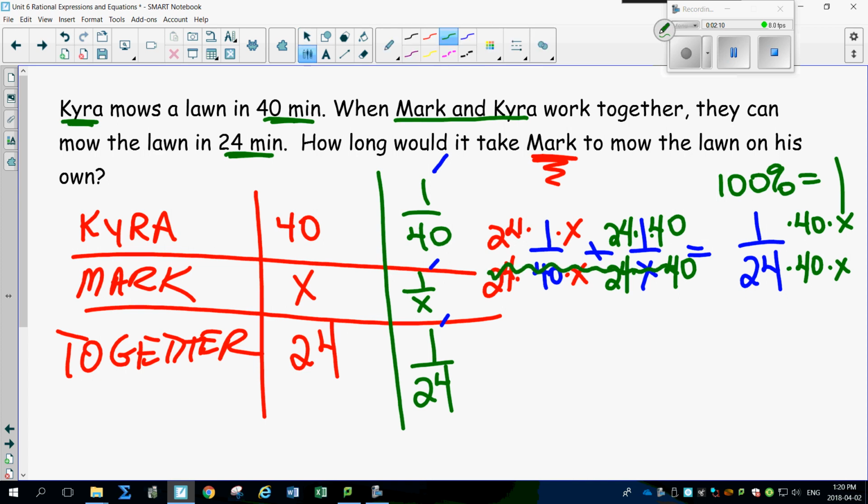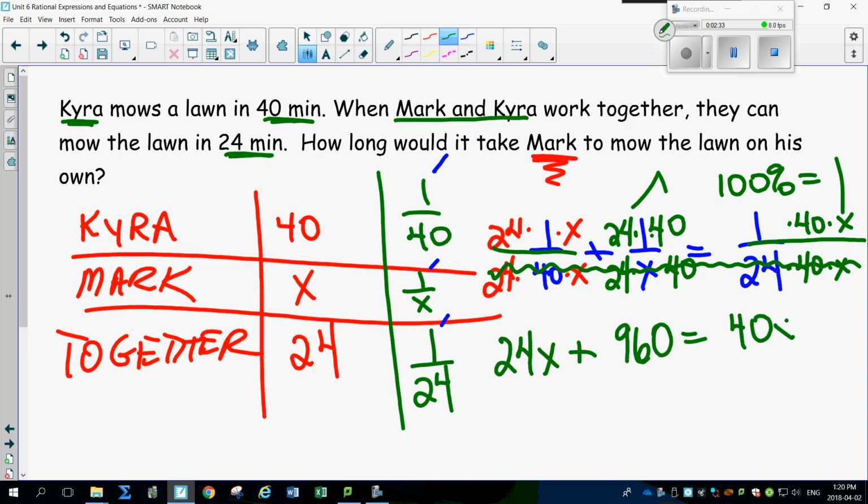Now look, all of your denominators are now common. They're 24 times 40 times x, 24 times 40 times x, 24 times 40 times x, and you can get rid of them. So what do you have here? You have 24x plus 24 times 40. Well, that works out to be 960 equals 40 times x, which is 40x. Bring the 24x over, and look how easy this is to solve now. Minus 24x from both sides.